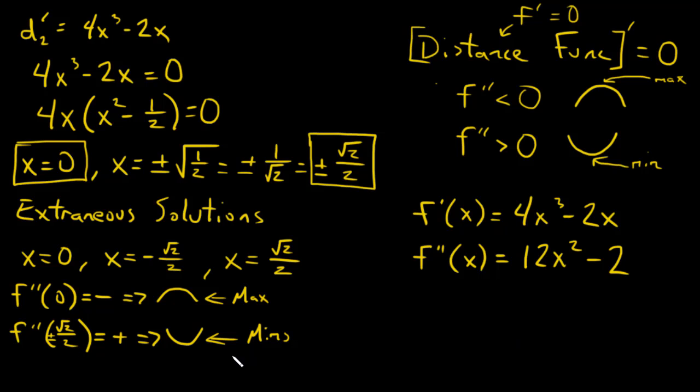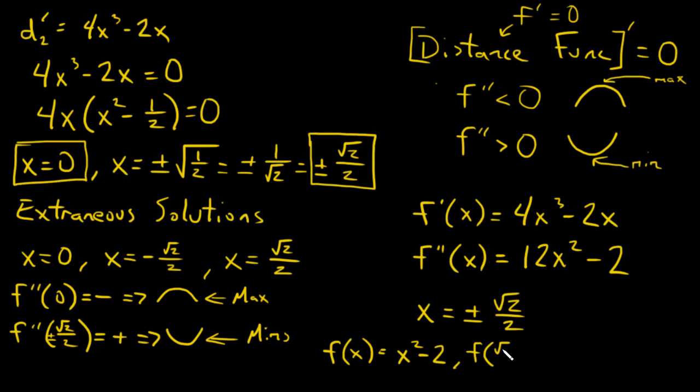So now that I've figured out that my values I want to look at are x equals plus or minus root 2 over 2, I can actually go find the point on the graph. So how do I find the point on the graph? Well, I need to look at my original function. f of x was equal to x squared minus 2. So f of root 2 over 2 is going to be, root 2 over 2 squared is 2 over 4, 1/2, minus 2 is negative 3/2.